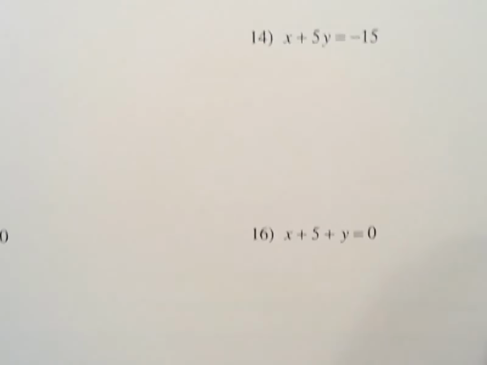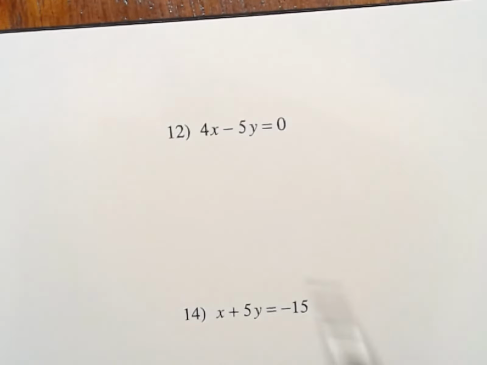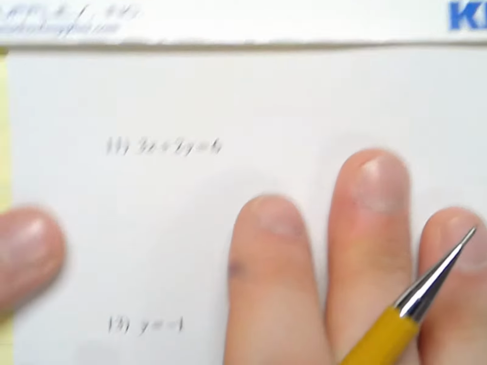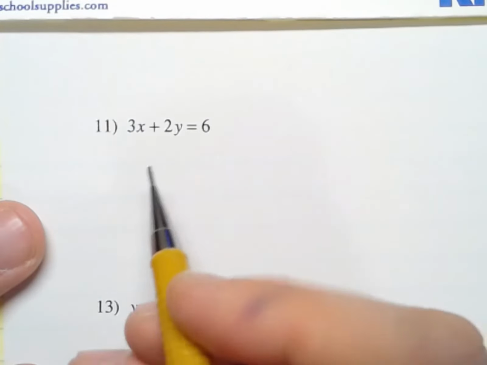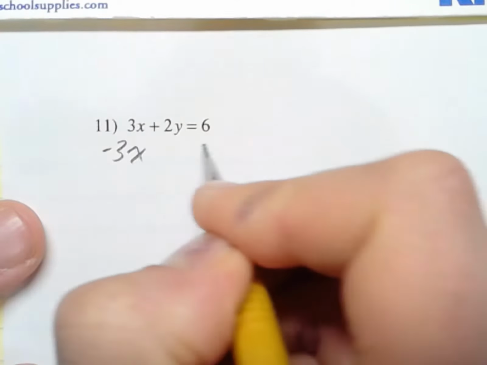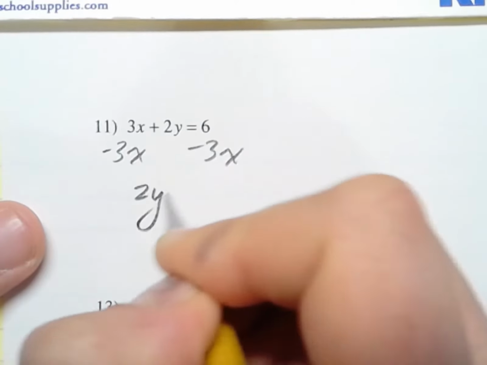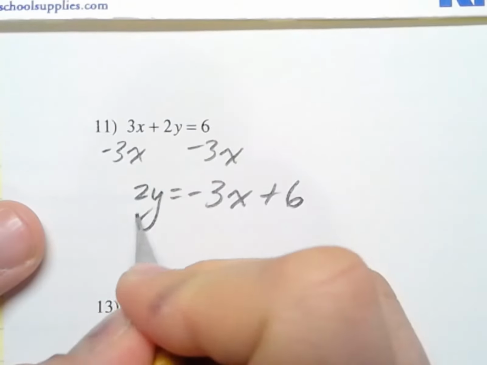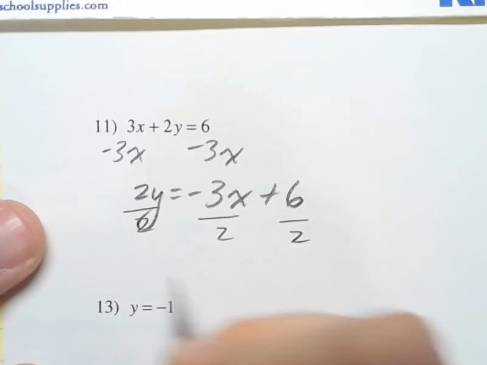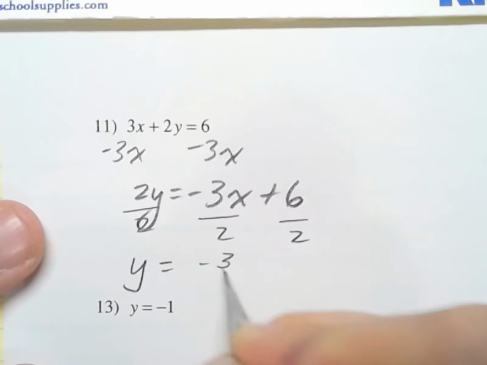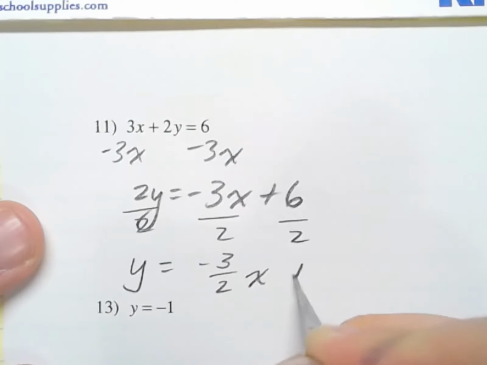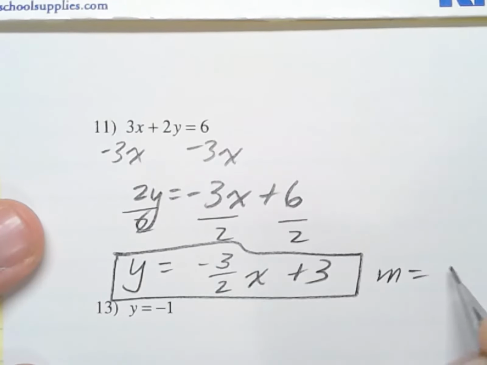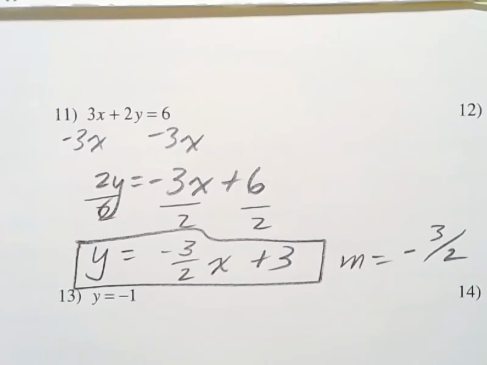I hope you're seeing this is just quite easy. Okay, let's do this one. 3x plus 2y equals 6, so we're going to get rid of the 3x. We're left with a 2y. That goes in first. Now we're dividing by the 2. So we're having a y and a negative 3/2 x and a plus 3. So our m is negative 3/2.